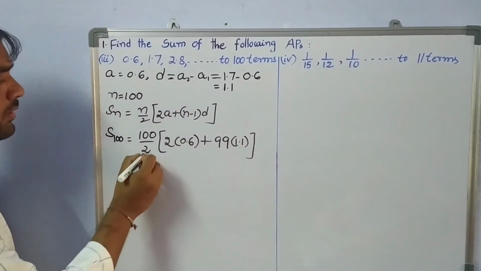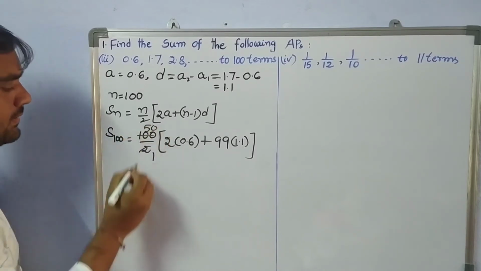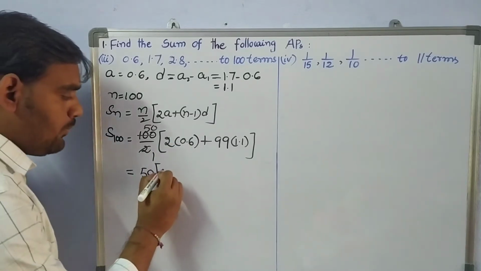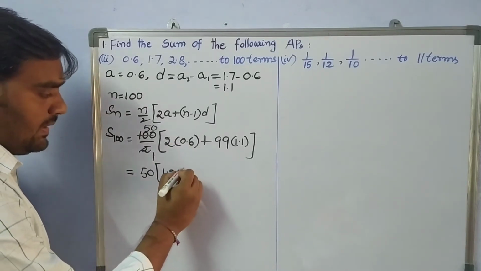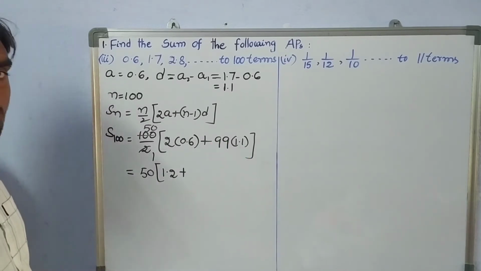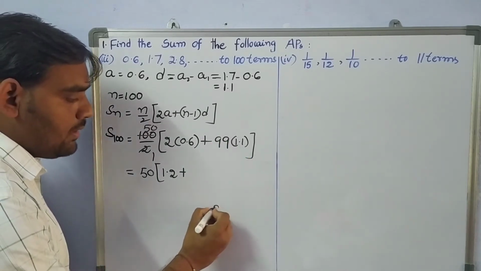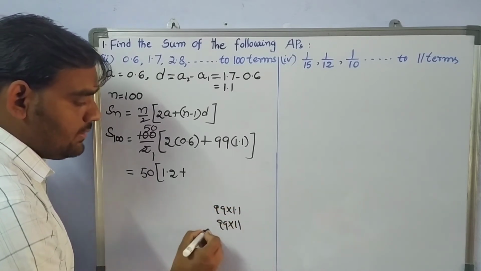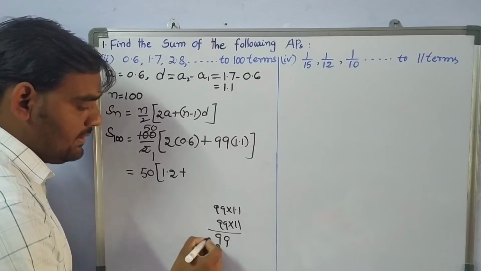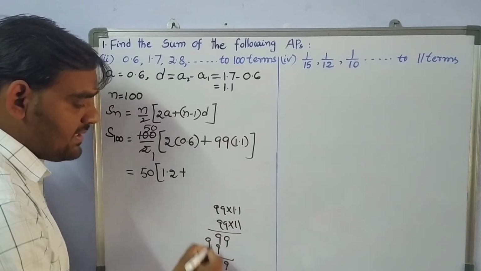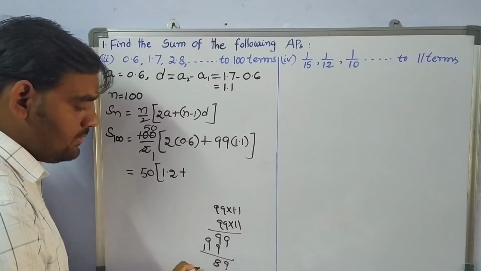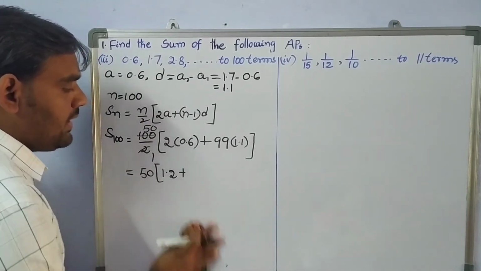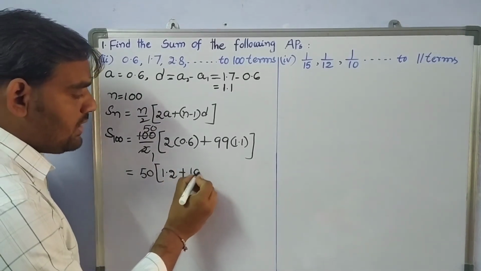Next, 2 ones are 2, 50 twos are 100. So 50 into 2 into 0.6, 1.2 we will get, plus 99 into 1.1. See here, 99 into 1.1 means first multiply 99 with 11. So here we get 9, 9, 9, 9 plus 9, 18 plus 1, 1089. So here we will get 108.9.